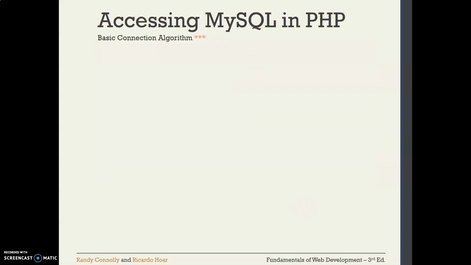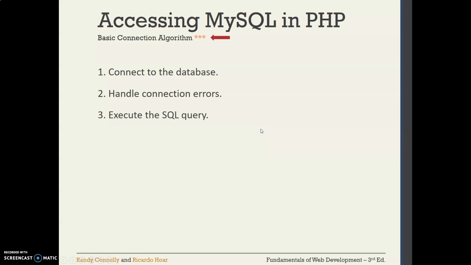All right, let's look at the basic connection algorithm. I got 3 asterisks. Please memorize this. Connect to the database. That's going to be our very first step. We're going to learn how to do this, but that's the key first step. We then need to be able to handle connection errors. Maybe we've got the database name wrong. Maybe the database management system is down. Maybe there's all sorts of things that could go wrong. We've got to be able to handle that.